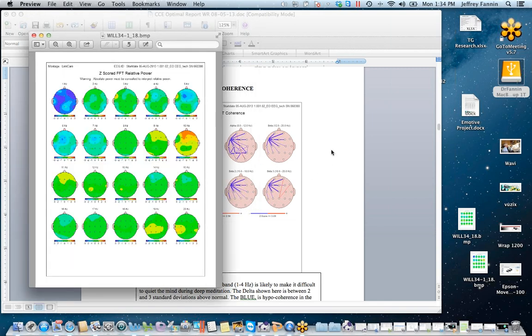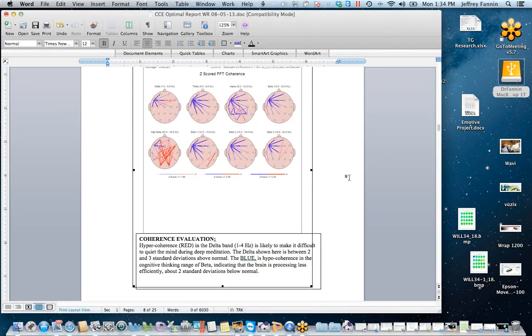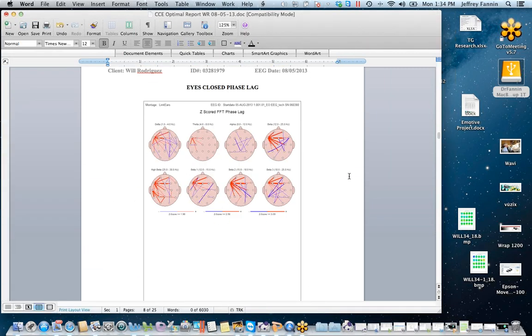All right, so let's look at what's called phase lag. You see, we have a couple of phase shifts going on here. This first phase shift you see in the delta, and this is at that F7 area, isn't it? All down through here.